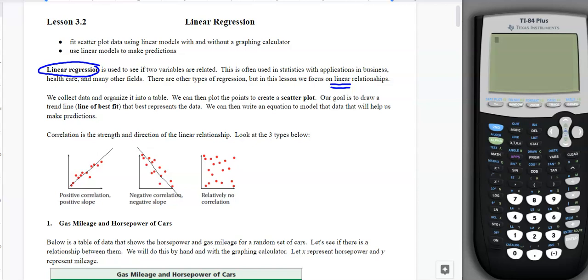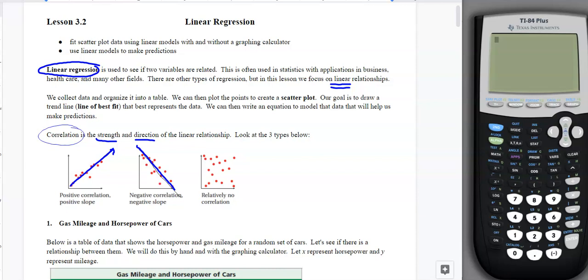Correlation, this is another word we ought to define. Correlation is the strength and the direction of the linear relationship. And the three types are below. Positive correlation means the dots are going up and to the right. As one variable goes up, the other one goes up. Negative would be coming down. And then no correlation, like say we were going to look at your height and your GPA. There's probably not a very strong correlation between how tall you are and your grade point average. There's going to be tall people with high GPAs, low GPAs, and vice versa for short people.